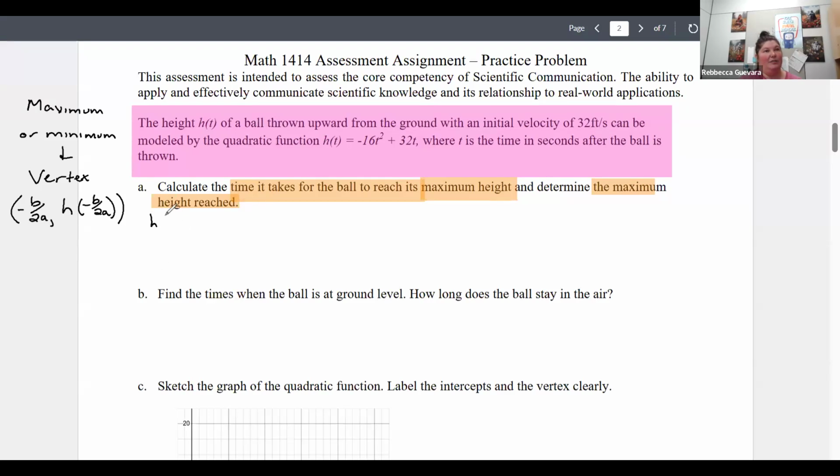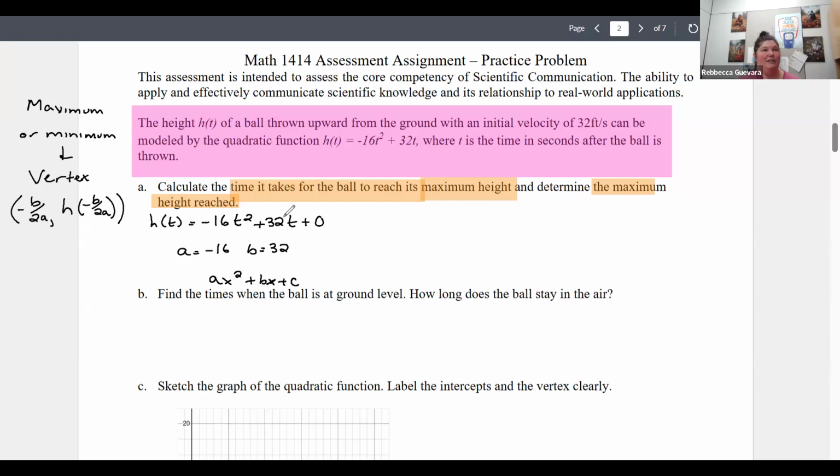We have h of t equals negative 16t squared plus 32t. And we're used to looking at something that looks like ax squared plus bx plus c. Well, there's a c, it's just 0 in this case. But what we see here is that the a always goes on the squared variable, so it's going to be negative 16. B is on the unsquared variable, so that's going to be the 32. And we don't need c because we just need a and b for the vertex.